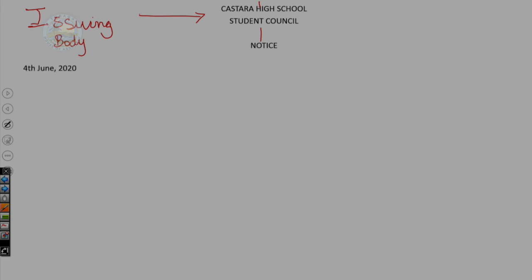Then you're going to have your date of issue. And I know that I'm writing a lot on the screen as we're doing this, because I want you to see the steps as we go. After you've written your date of issue in the top left, you want your subject. The subject of this notice: Student Council Elections 2020. I've put it in capital letters and I've also underlined it because it has to stand out.